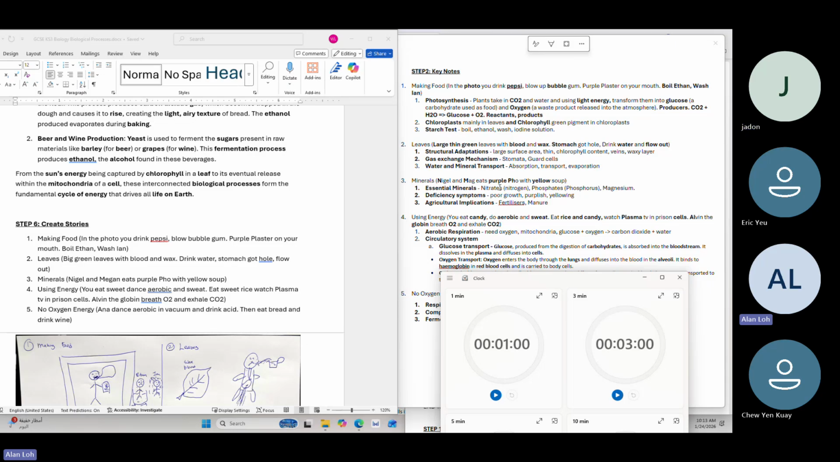Drawer number 4 is it respiration? No, the last one's respiration. Number 4 is related to respiration. You're right, but the name is not called respiration. Remember the story that Eric mentioned just now?